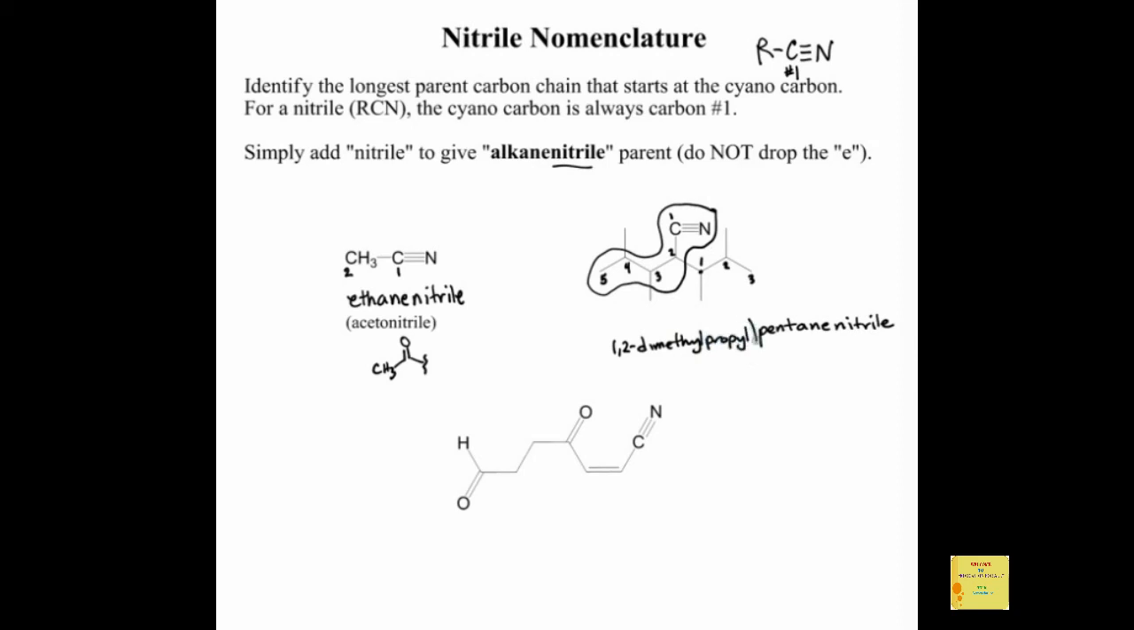It's a 1,2 dimethyl propyl. We're going to put that whole big thing in parentheses because it's all one group that's attached to the parent, and it's attached to the parent at carbon 2. So it's called a 1,2 dimethyl propyl.